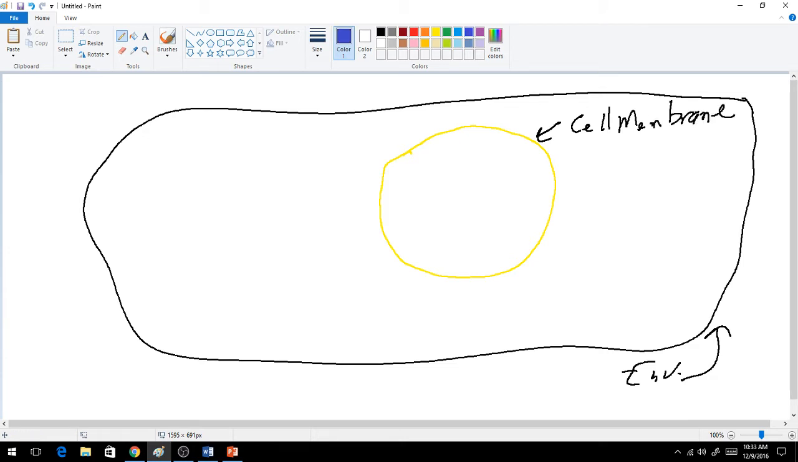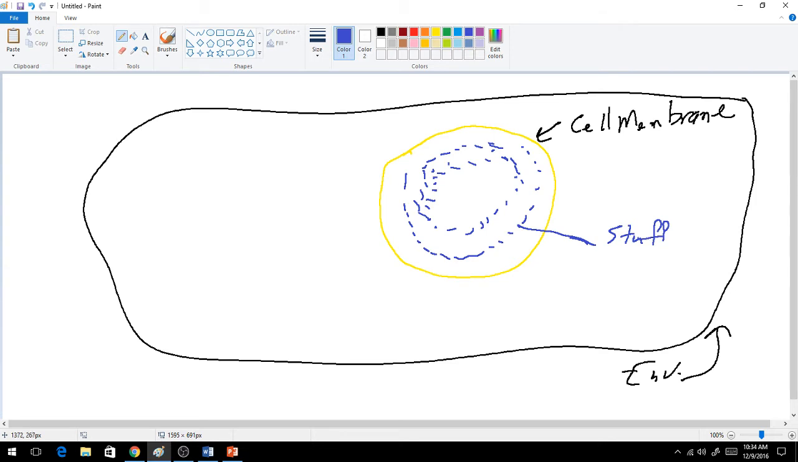Then you've got some stuff inside the cell. And I'm using blue for those of you who aren't colorblind. My apologies to any who are. That's the cytoplasm. And cyto as a prefix means cell. And plasma means gel or goo.